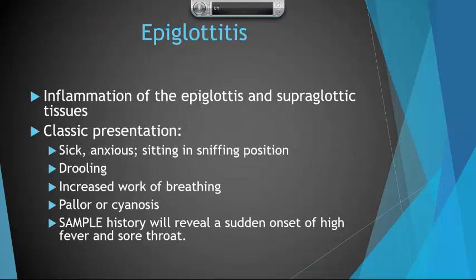Epiglottitis is inflammation of the epiglottis and supraglottic tissues. Hallmark presentation would be a sick, anxious child sitting in the sniffing position, drooling, with increased work of breathing, pallor, and cyanosis, and a history will reveal a sudden onset of high fever and sore throat. With epiglottitis, the pus-filled flap of tissue partially or completely occludes the glottic opening. It can affect any age group, but is most prevalent in 2 to 7 year olds.